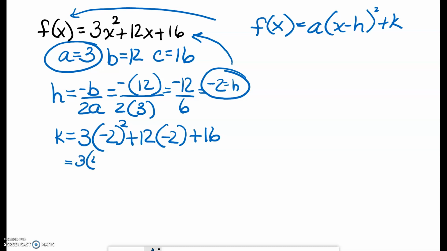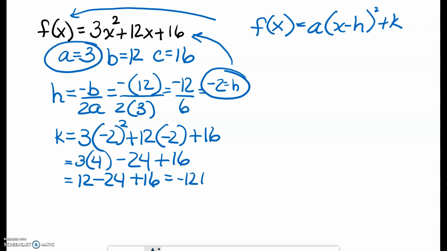Negative 2 squared is 4. 12 times negative 2 is negative 24. All right, so this is going to be 12 minus 24 plus 16. Well, 12 minus 24 is negative 12, plus 16. That's going to give us a value of 4 for k.